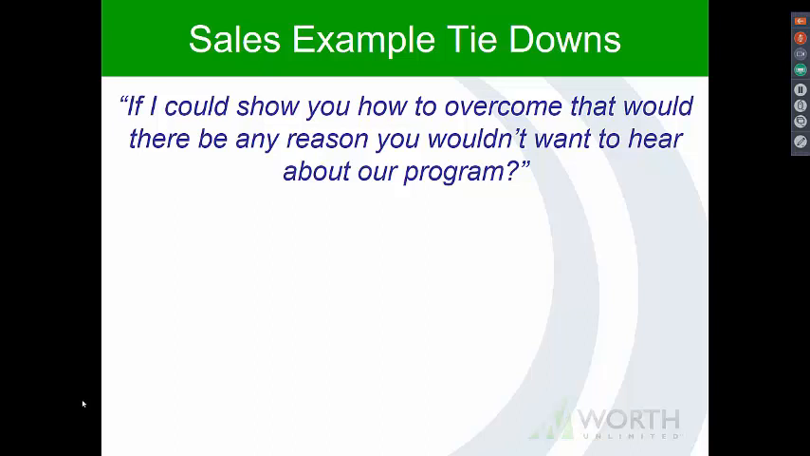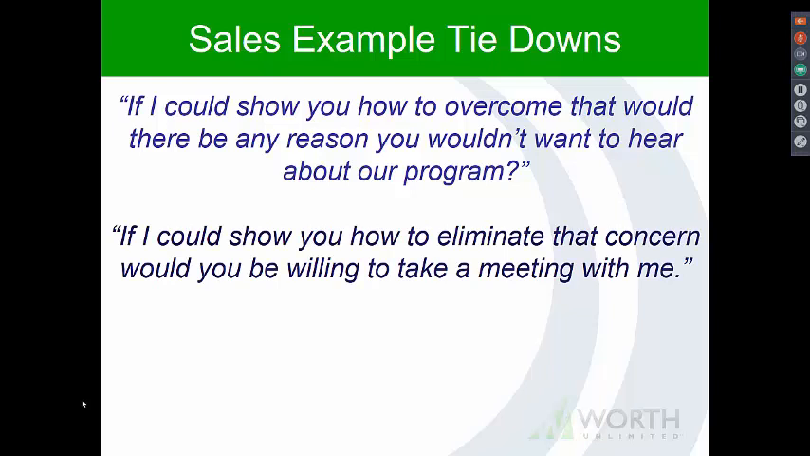If I could show you a way how to retrieve some of that money, if I could show you a way to free up the money necessary to be able to buy that car, if I could show you a way to position yourself that you could afford your kid's college education that's up and coming, if I could show you a way to get that money set aside, put yourself in the position that you can take that vacation that you haven't taken in 10 years, would there be any reason you wouldn't want to hear about our program? Would there be any reason you wouldn't want to hear about that solution?